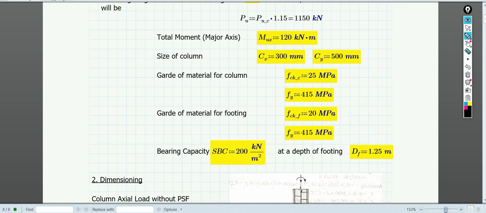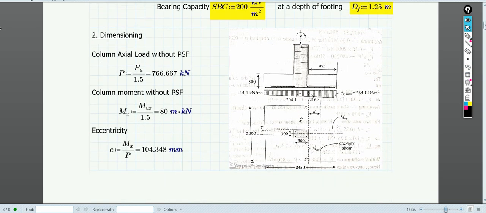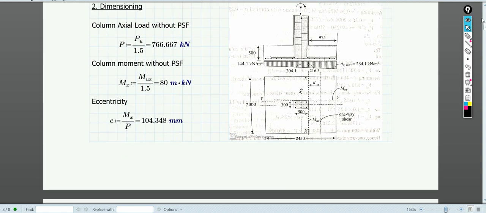Now let's go to the dimensioning. The first step of the footing design is the dimensioning. That means what should be the size of the footing so that it can transfer the load to the soil without creating pressure which is more than the safe bearing capacity.